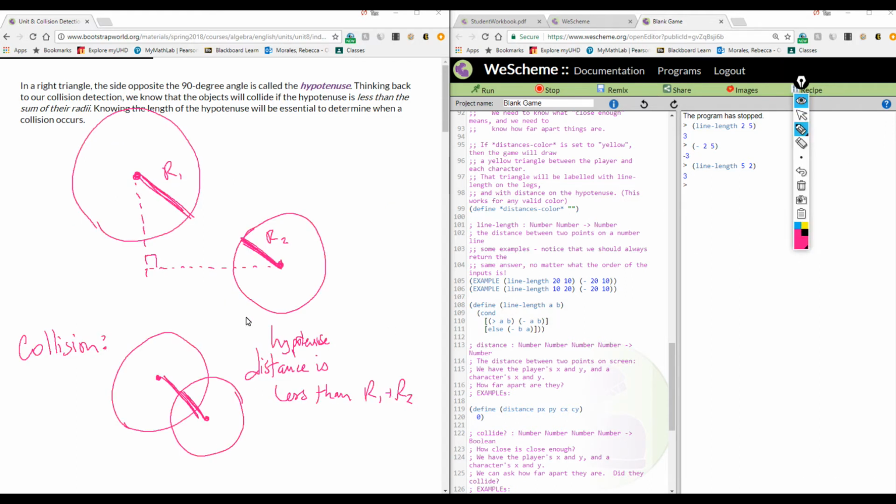What I was trying to say is you have your hypotenuse, which is the distance between the centers. If your hypotenuse is less than the two radii put together, if there's some sort of overlap in the radii here, then that means that you have a collision.